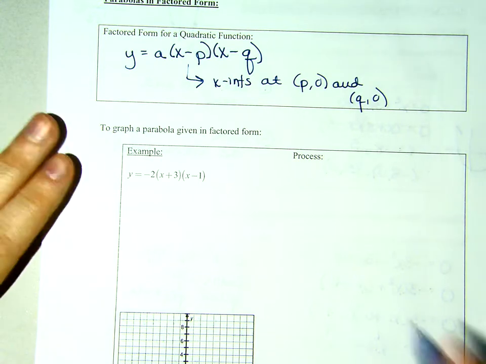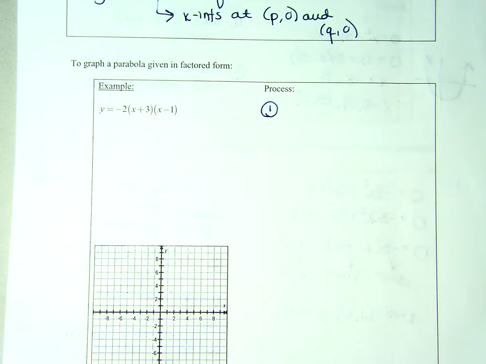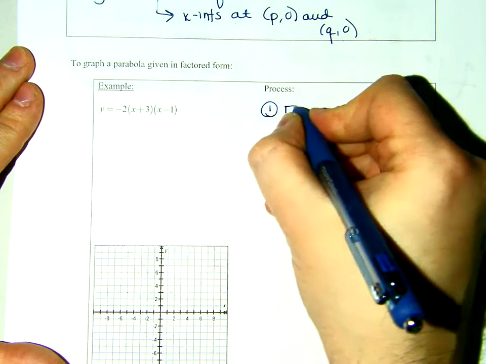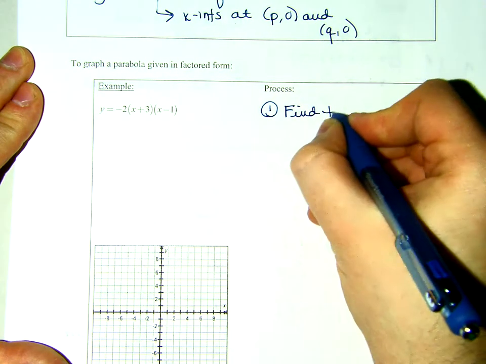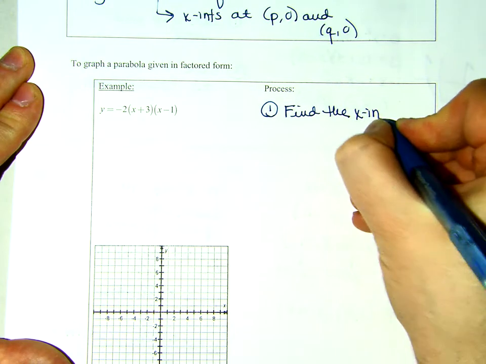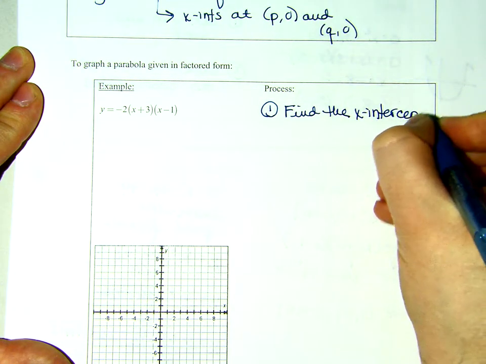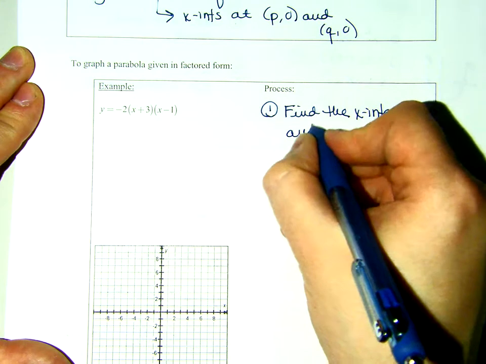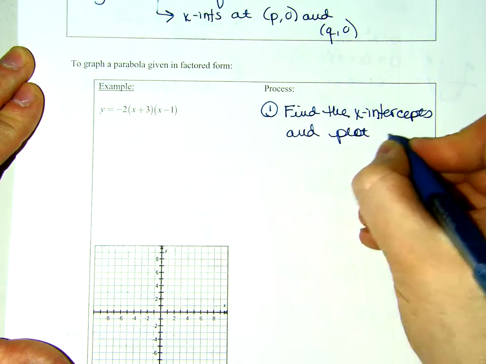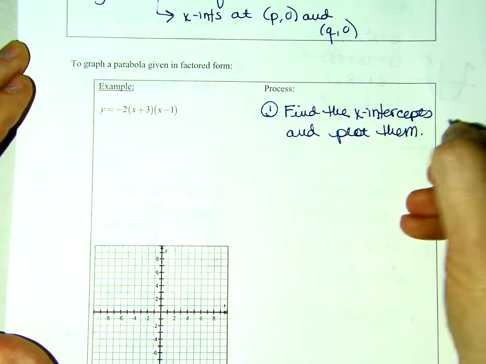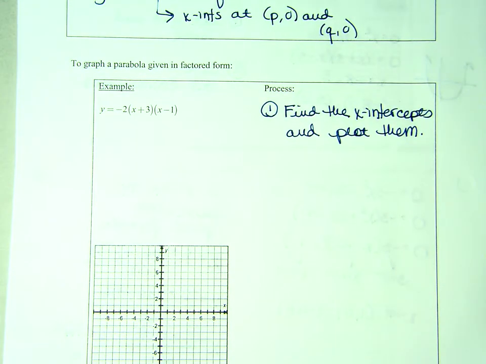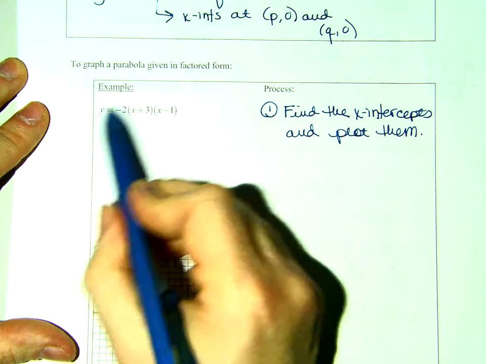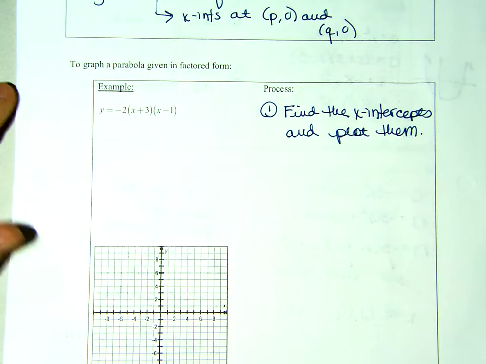Okay, here's what we're going to do. First, we need to find the x-intercepts, and we need to plot them. Find the x-intercepts and plot them. Well, I feel like since it's already factored for you, it should be pretty easy for you to quickly find the x-intercepts and plot them on your x-axis. So do that very quickly right now.